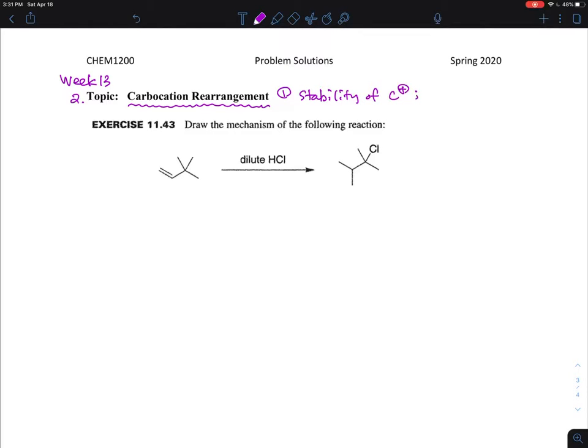In terms of that, the tertiary carbocation is much more stable compared to even the secondary, and primary is the least stable. And the second part is something called a hydride shift.